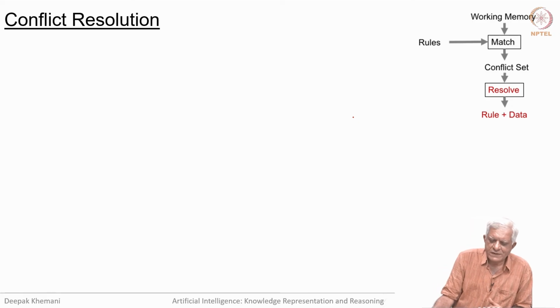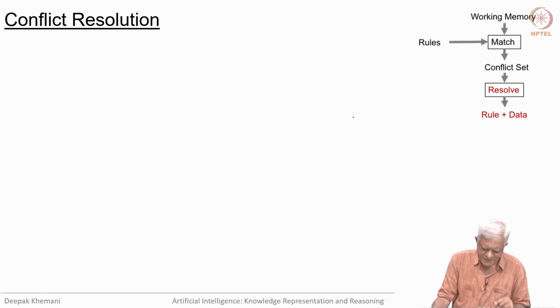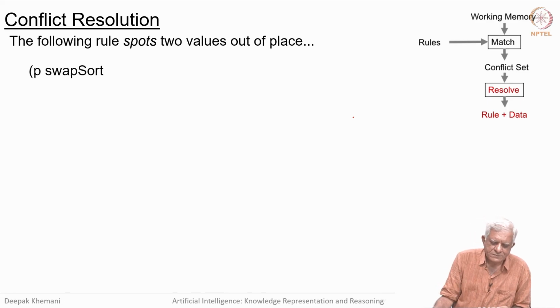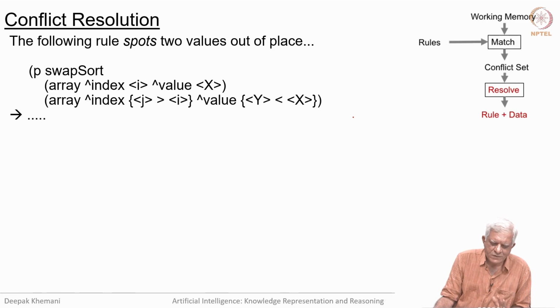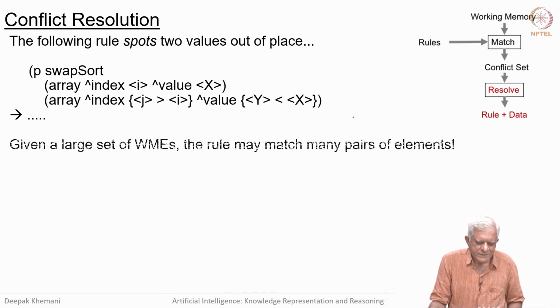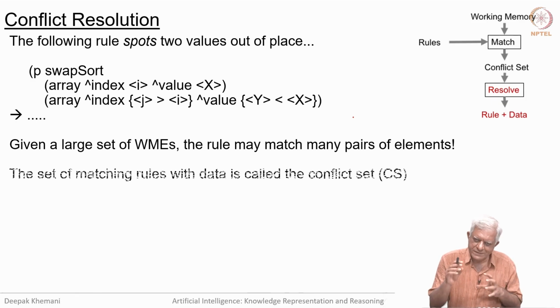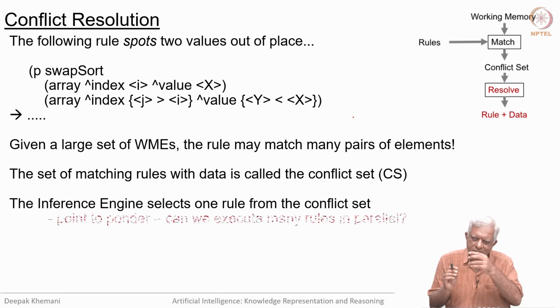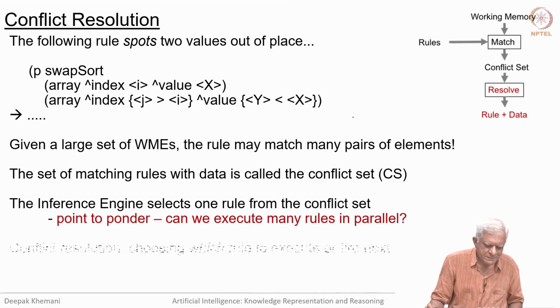Next, we want to talk about conflict resolution. Supposing there is a whole set of rules which are matching. The following rule spots two values which are out of place. That is a swap sort rule. If there is a value at a later index which is smaller than the value at an earlier index, then you want to swap them.